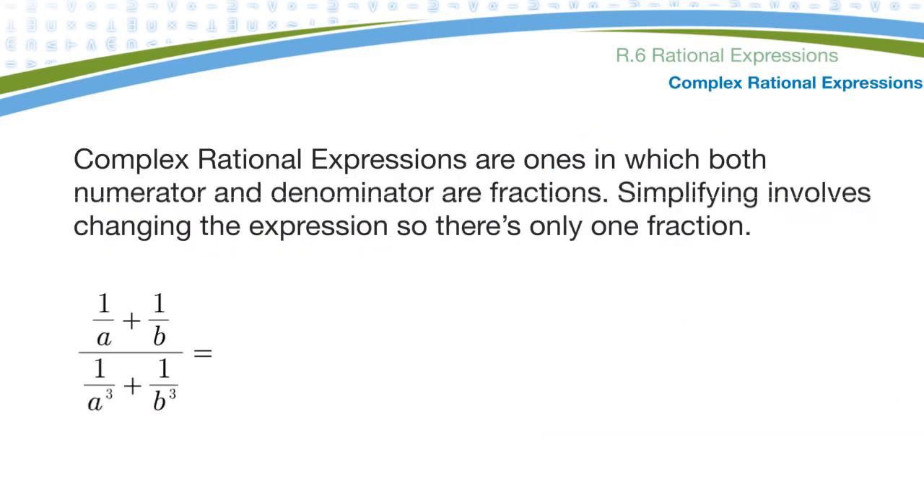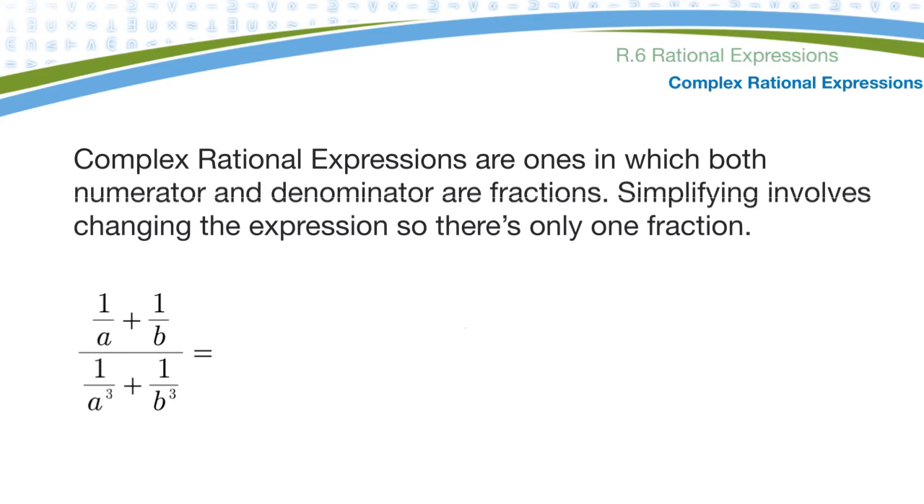Right, here's a question where we're asked to simplify a complex rational expression. Complex are ones where you have fractions over fractions. To simplify, it involves changing the expression so you only have one fraction. So in the end, I want this to be some a's and b's over some a's and b's, but I don't want extra fractions in there. So that's where I'm headed.